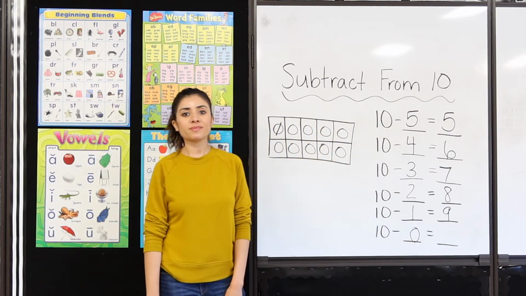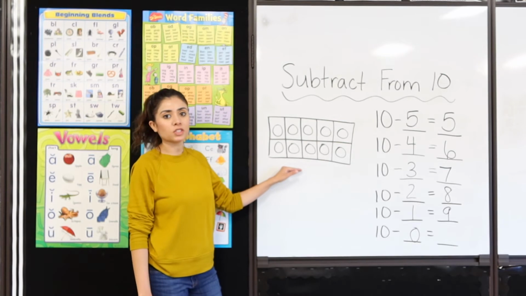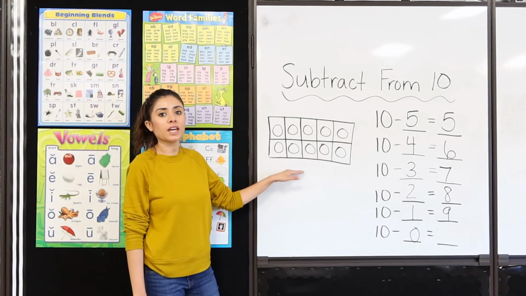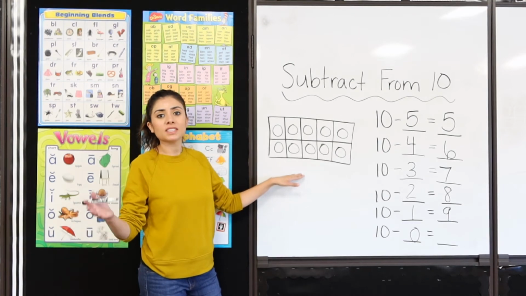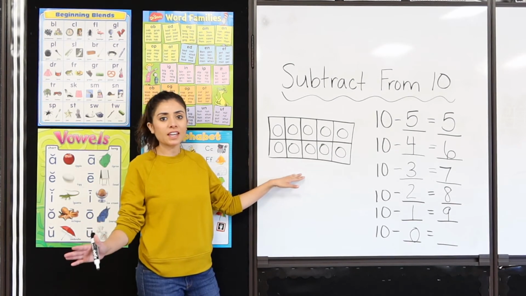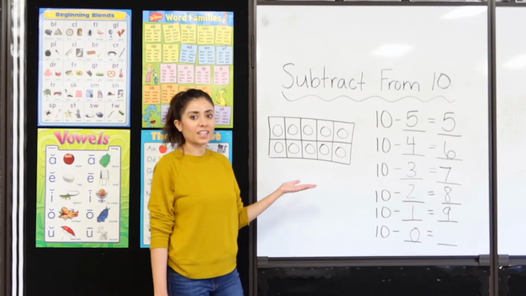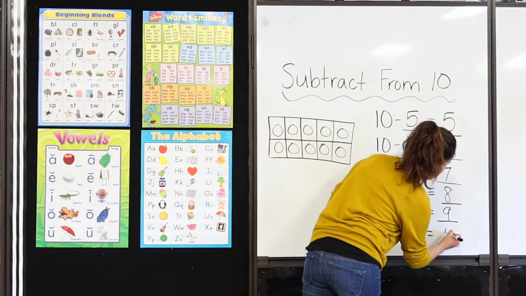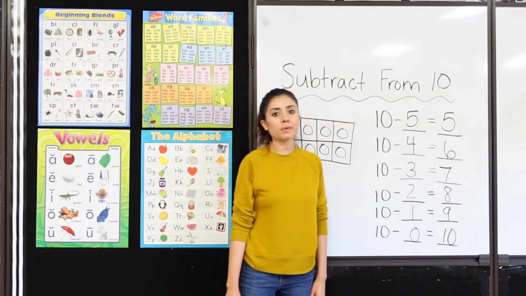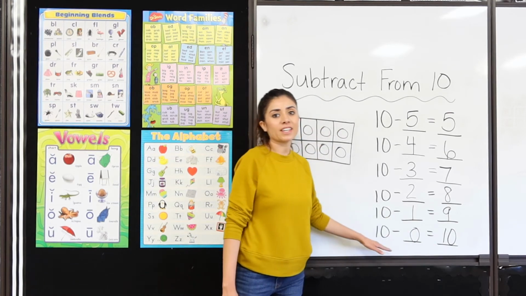9. 10 minus 0. I have 10 counters in my tens frame. Let's go ahead and cross off 0. Wait a minute. 0 means none, so we are not crossing anything off. How many counters do I still have? 10. Good. I still have 10 counters. And if you remember, a number minus 0 equals that number.